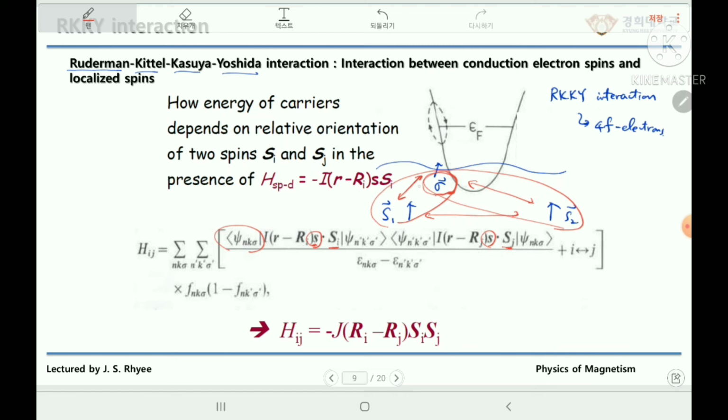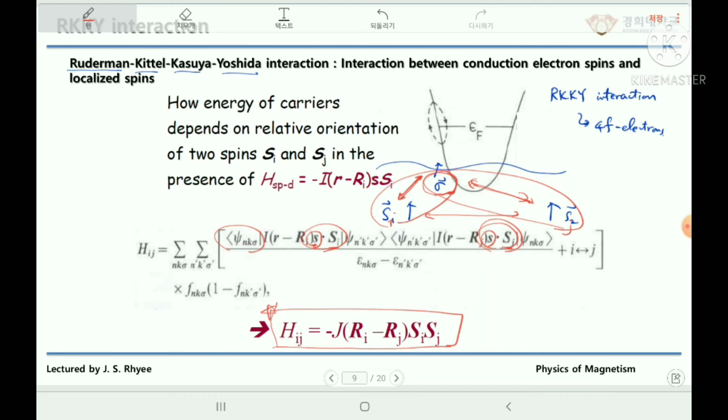And therefore, the conduction electron spin can interact with the two spins, SI and SJ, and the conduction electron interaction can help. Briefly, this exchange interaction also has a form of the Heisenberg interaction, but the basic idea is that the conduction electrons mediate the electronic spin interaction.